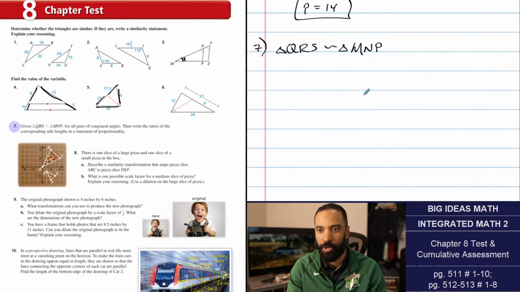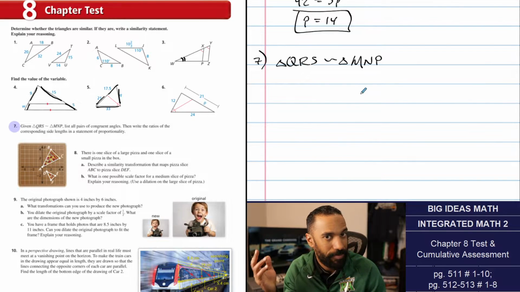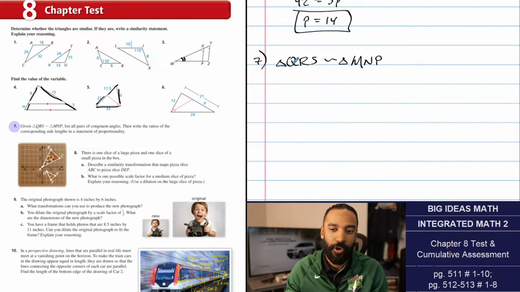I don't feel like they should show up in a review or test, but you got to know how to do it, so there you go. All right, letter order matters. Q, R, S, 1, 2, 3, M, N, P, 1, 2, 3. Q corresponds with M, R with N, S with P, as such that you could state those angles are congruent.